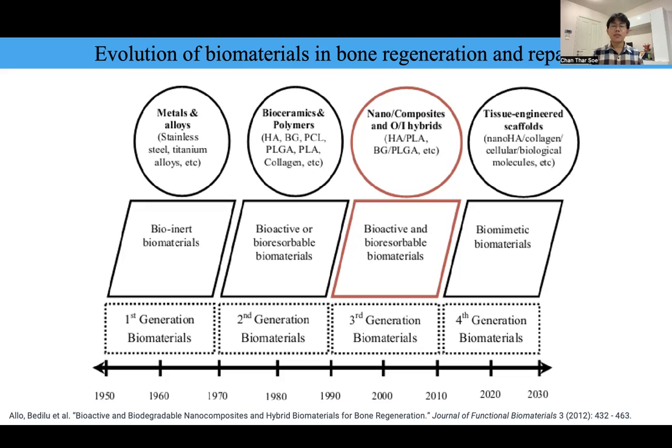What makes them more efficient is that they are at the nano scale, and they are composited with other different materials. That makes the bioactive and bioresorbable properties more efficient. The last, the fourth generation, around 2020, is what we are trying to achieve: tissue engineering scaffolds, which are bio-mimetic biomaterials. Here, I will give you one example of how bio-mimetic biomaterials have high potential to be integrated for bone regeneration and repair.